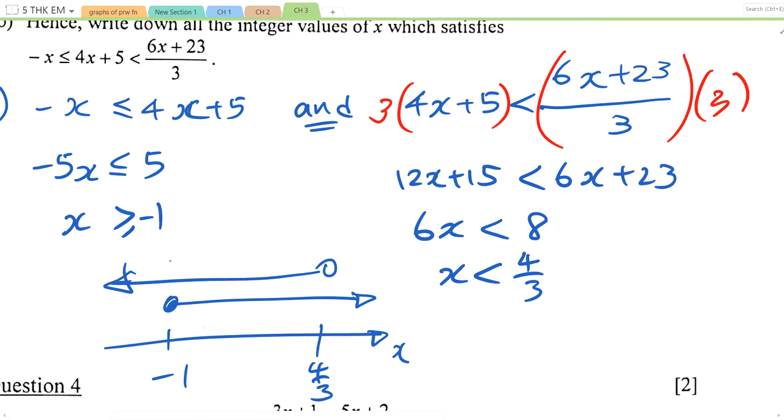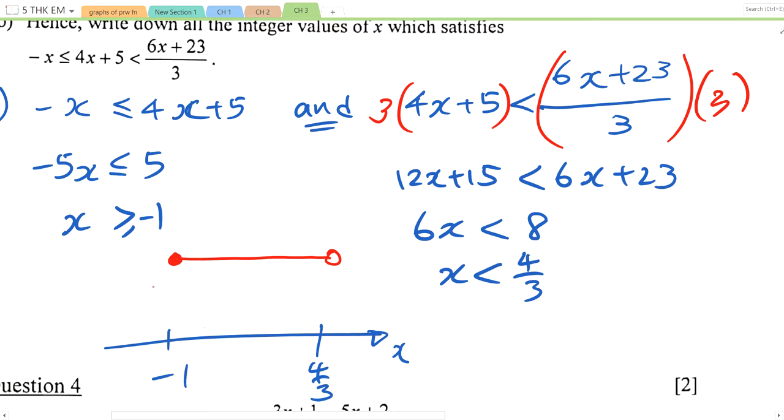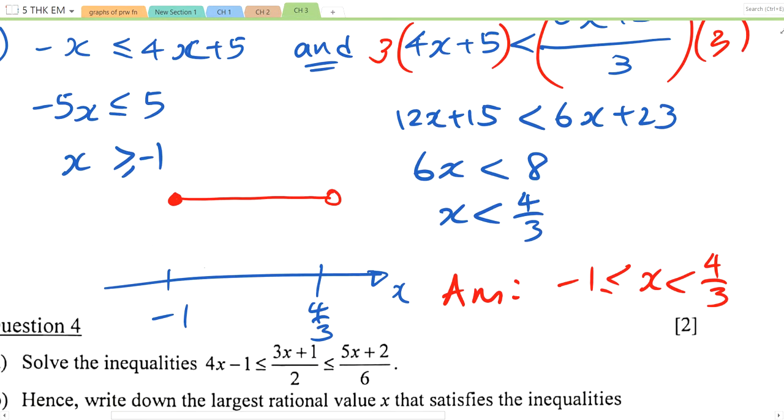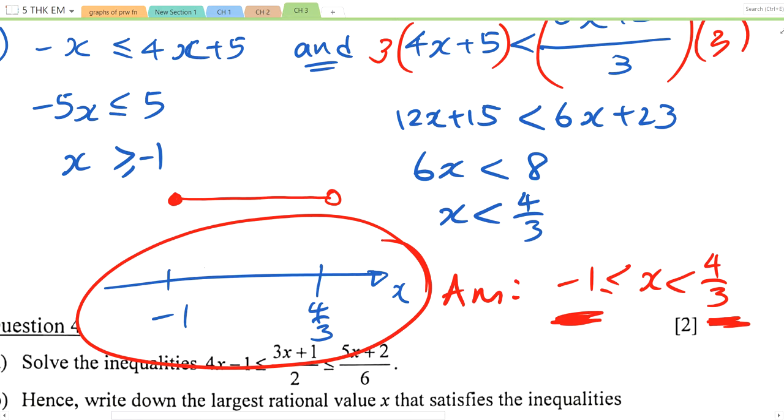So in red, this is the final answer. Whatever is in blue is just my working. This in red is my final answer. Therefore, answer: x greater than or equal to negative 1 but less than 4 over 3. And the way I write it will always be the smaller number on the left, larger number on the right. It follows my number line. Standard one. Okay?